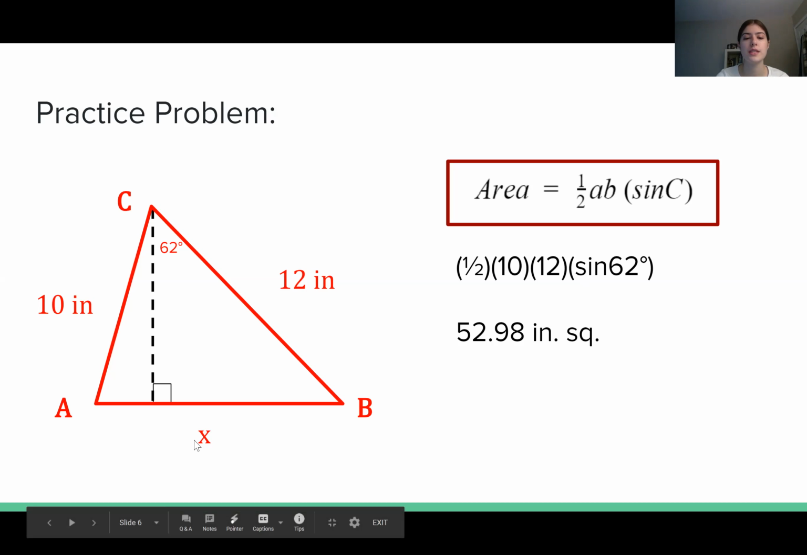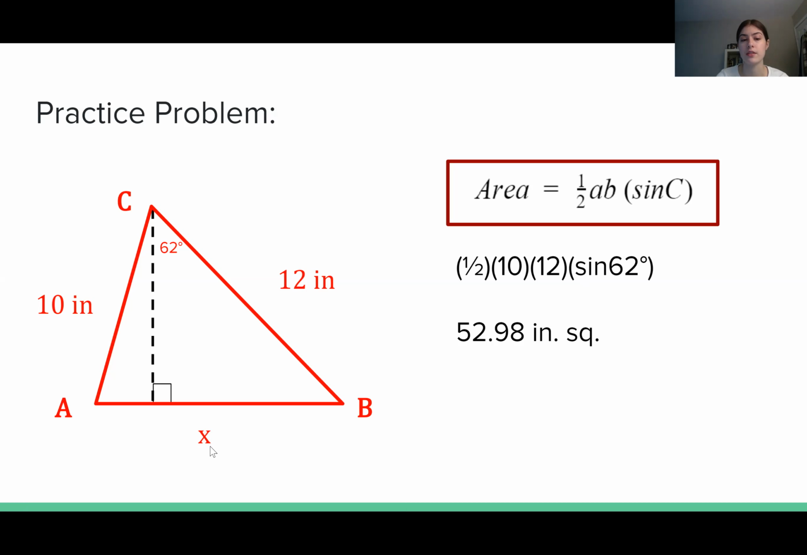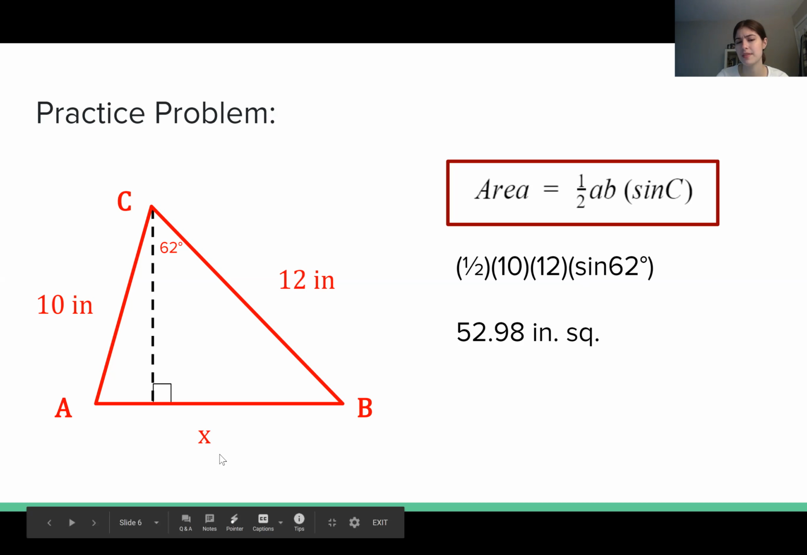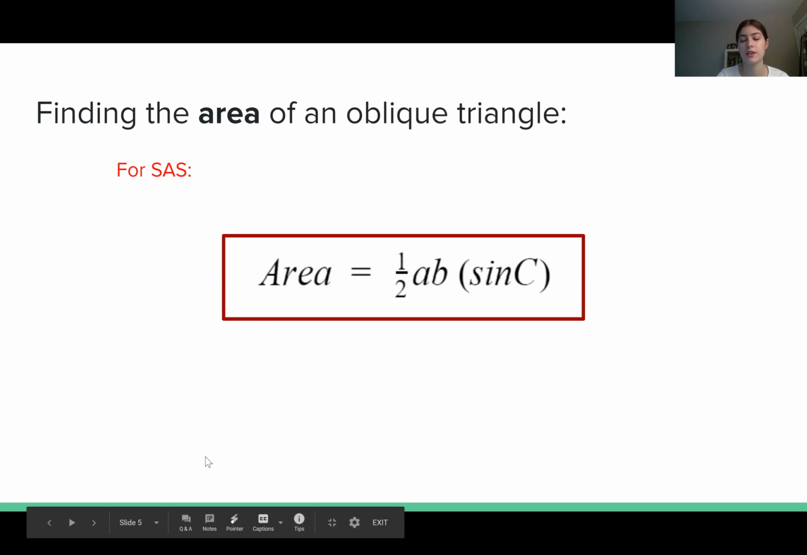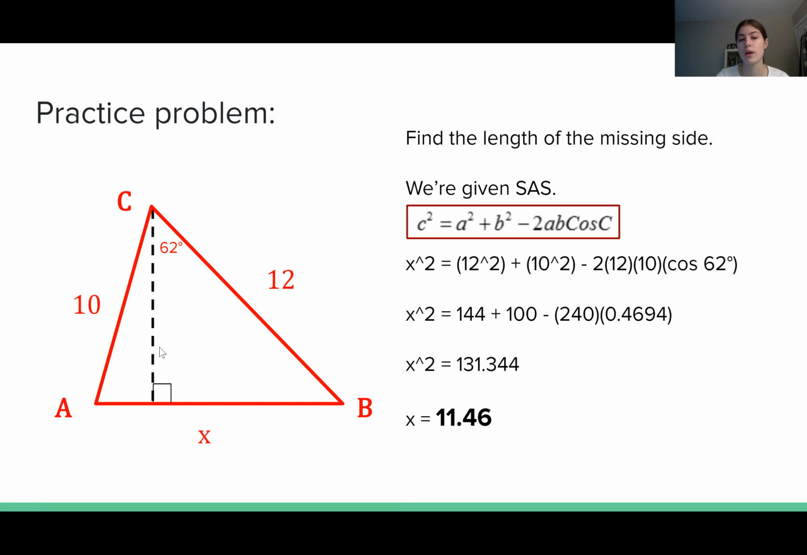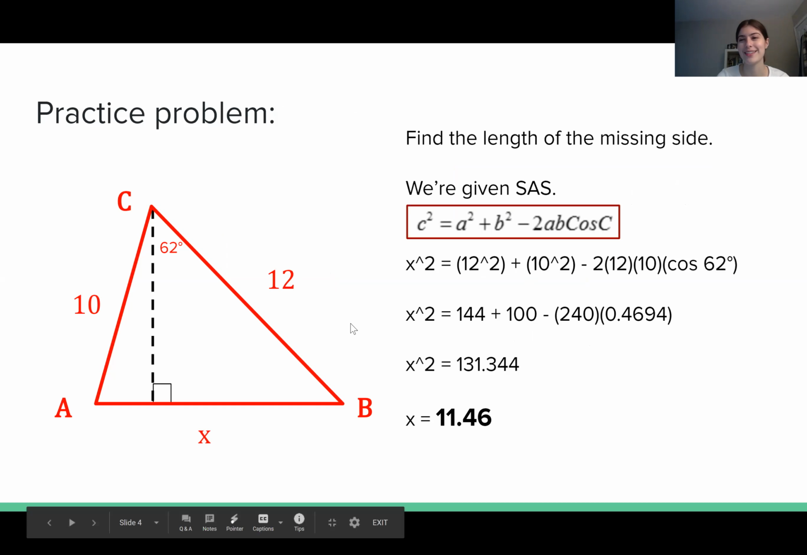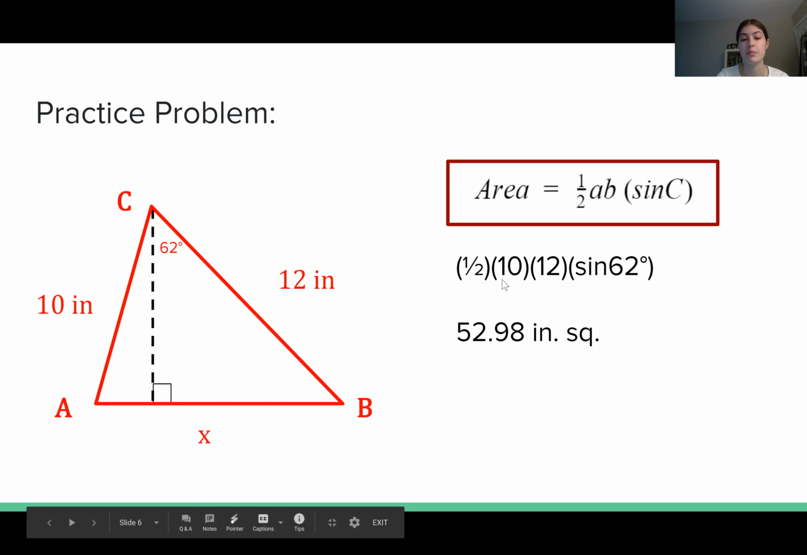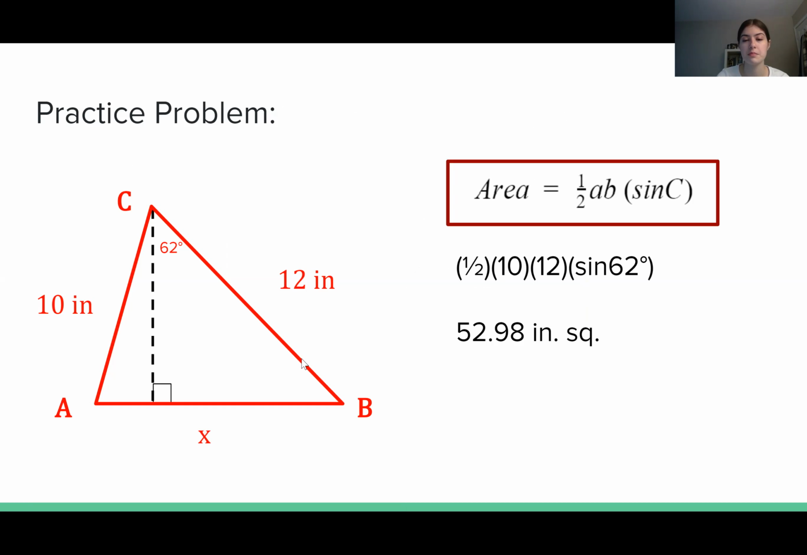All right, so this technically says X down here. I don't even know why that's down there. I should erase it because we're not finding the missing side X in this problem, and that's why I just copy and pasted the graphic. But the area of this triangle right here, triangle ABC, is 52.98 inches squared.